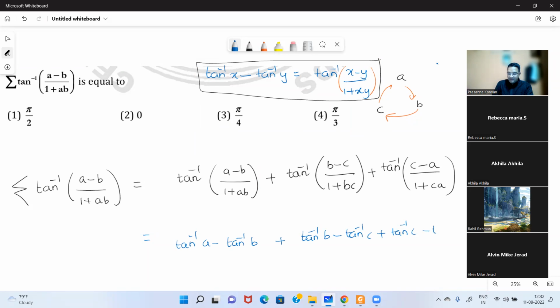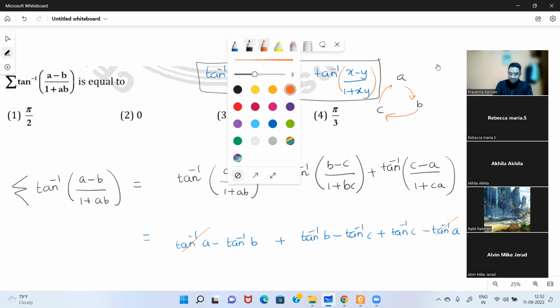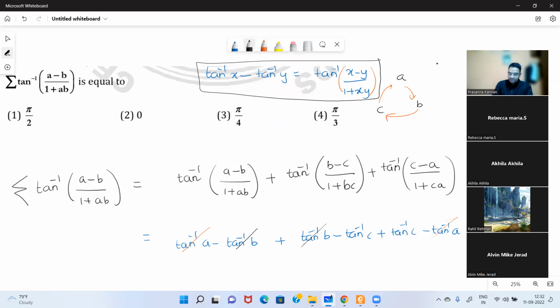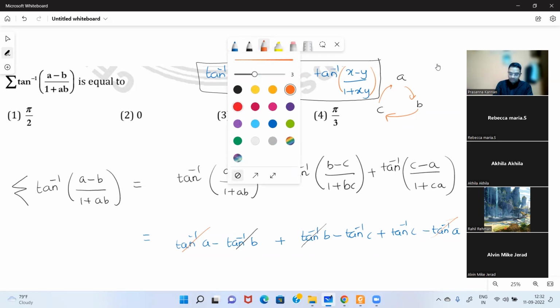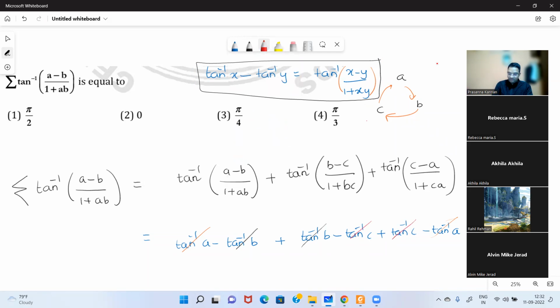Everything is going to cancel each other. Exactly. So tan inverse A cancels with tan inverse A. Tan inverse B cancels with tan inverse B. Tan inverse C cancels with tan inverse C. So what do we get? 0. So the right answer for this question is 0. Are you clear with this? Yes, sir. You may take it down now. Any doubts? Please feel free to ask.